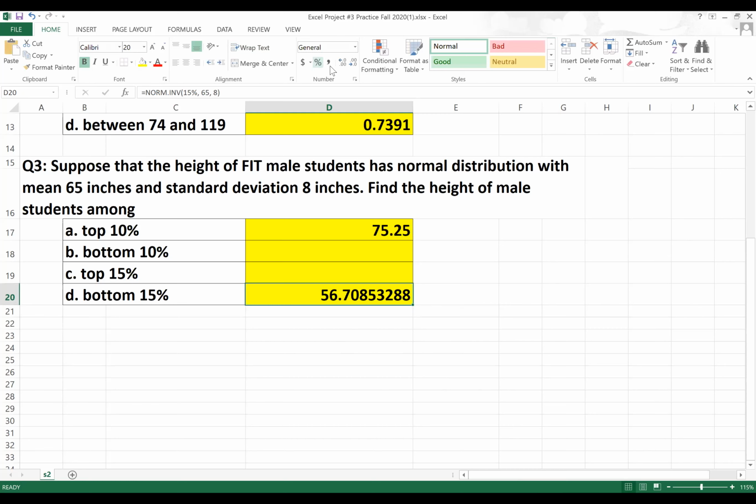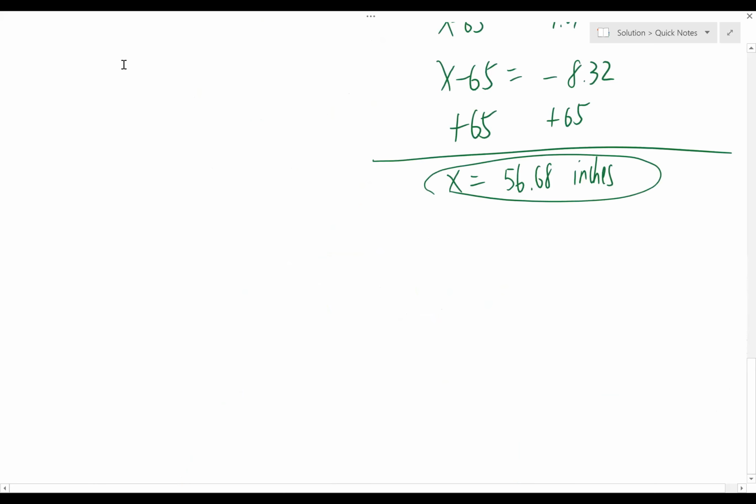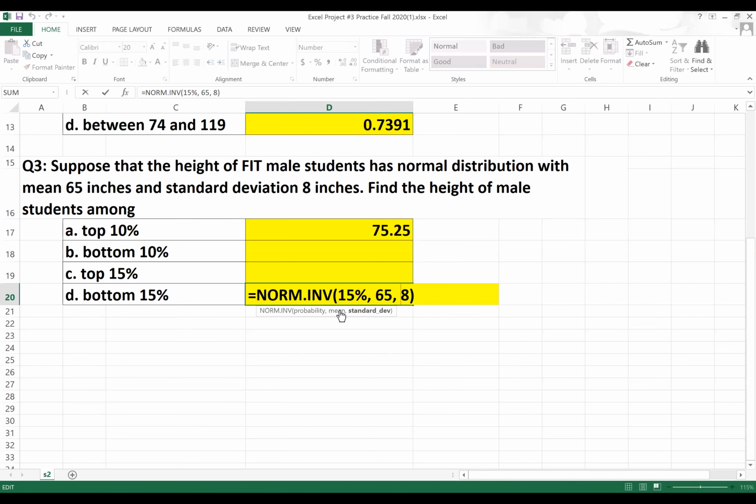If you round it to two decimals, this one should be very close, 56.71. If you go back to the calculation we have, 56.68. So it's off a little bit. Again, it's because Excel is a lot more accurate, but that's a tolerable error because of rounding and the limitation of the table.